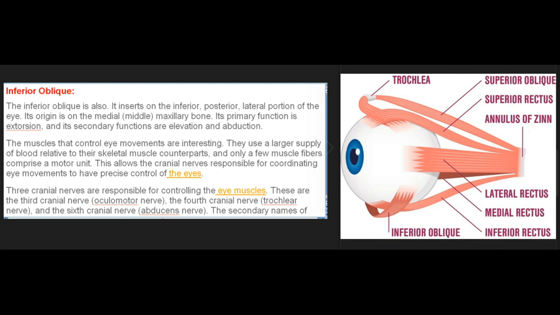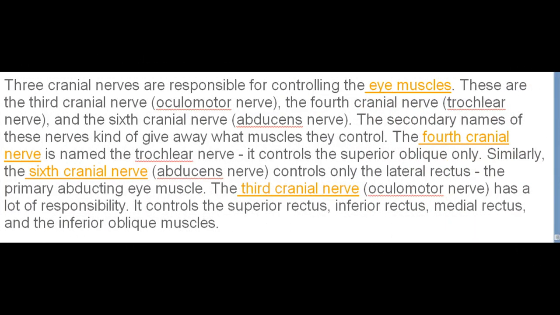The muscles that control eye movements are interesting. They use a larger supply of blood relative to their skeletal muscle counterparts, and only a few muscle fibers comprise a motor unit. This allows the cranial nerves responsible for coordinating eye movements to have precise control of the eyes. 3 cranial nerves are responsible for controlling the eye muscles. These are the 3rd cranial nerve, oculomotor nerve, the 4th cranial nerve, trochlear nerve, and the 6th cranial nerve, abducens nerve.